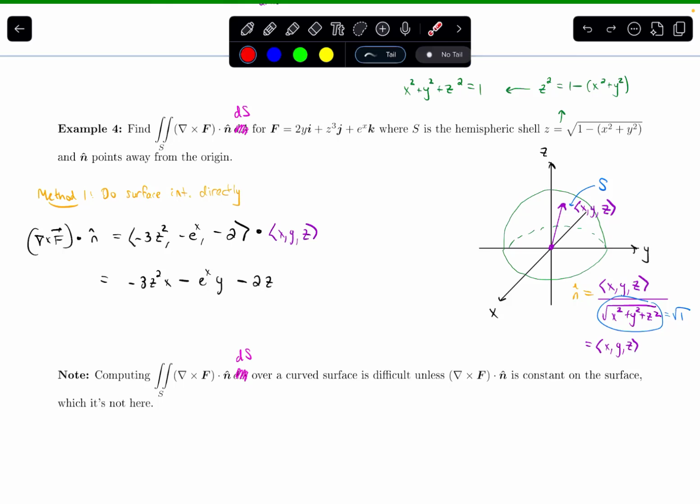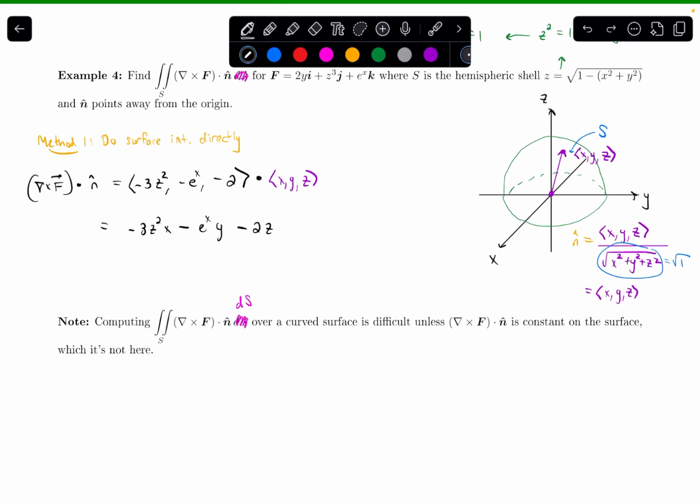But the issue with this is, in the last problem, once I did the dot product, we got a constant. But in this problem, this dot product isn't a constant. So I have to do a general surface integral, which we could do. It's just more difficult. So we could do this, it's just kind of tedious to do it.